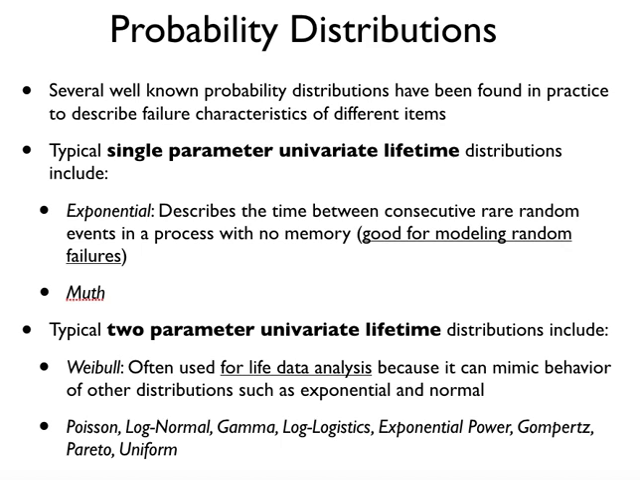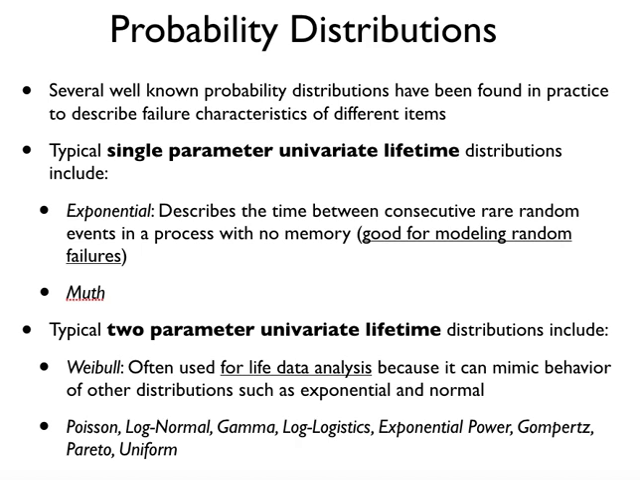The mu distribution is another example, just in case you're interested in looking up different distributions. Some typical two-parameter univariate lifetime distributions, there's a bunch listed on the bottom, like the Poisson, log normal, gamma, and so on. But the most common one for the two-parameter is the Weibull. And again, this is used for Weibull or life data analysis.